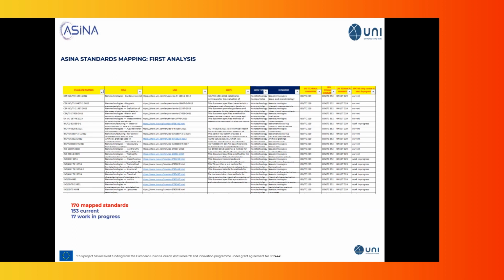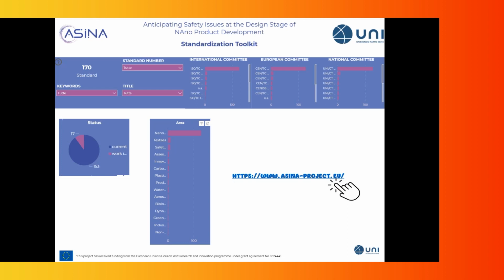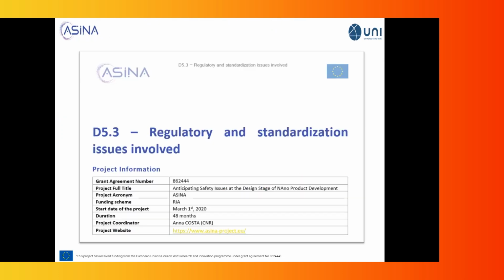As we don't like Excel files, because sometimes they are not so useful, they get lost in cloud, they get lost in repository when the project ended. We decided to give a more dynamic overview of this, and we use Power BI to do this. This is just a frame, but if you go on the ASINA webpage, you can find the toolkit, easy to find and navigate, and you can find all this information that I showed you in the Excel file. At the end, this is the deliverable that you can find freely available.